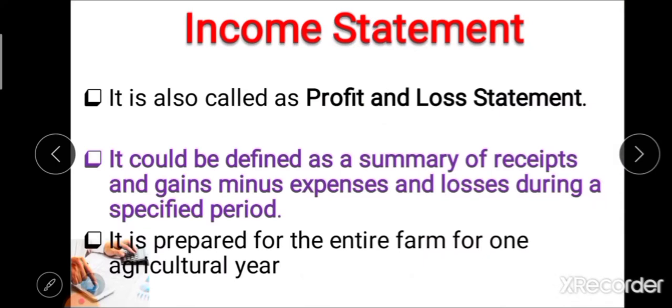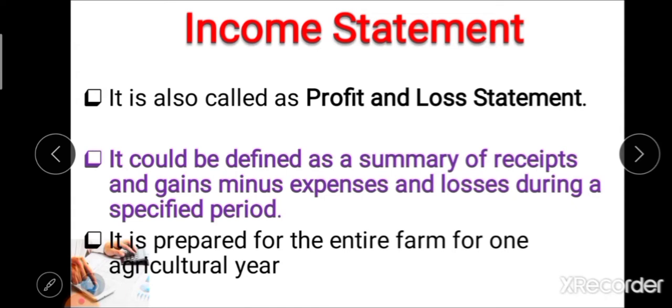This income statement is also known as profit and loss statement. So there is another name for income statement, that is profit and loss statement. The income statement is defined as a summary of receipts and gains minus expenses and losses during a specified period of time. Basically, it is the summary of receipts, expenses and losses during a specified period of time.